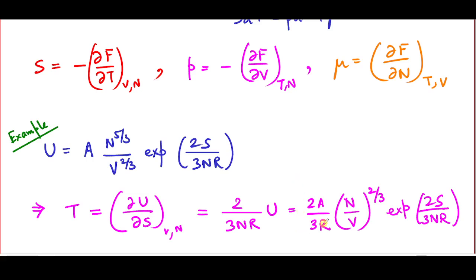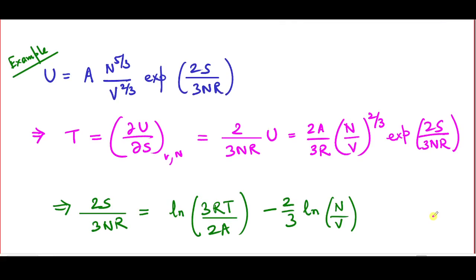Just a quick check. This is an intensive variable as temperature should be. Scaling up the system would change N and V both by factors of lambda, which will cancel here. As well as S and N also will pick up factors of lambda that will also cancel here. So T will stay T when you scale up the system, as it should.